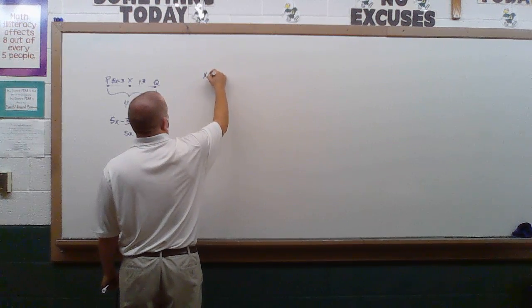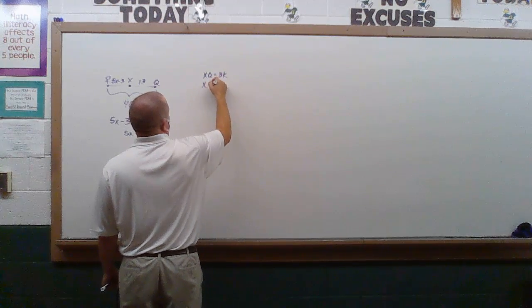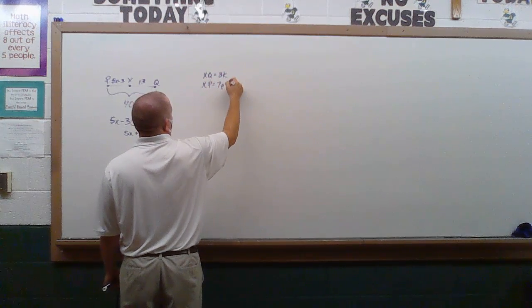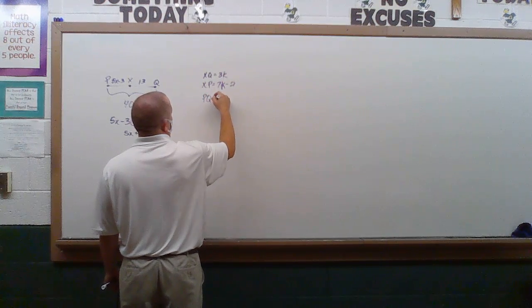XQ equals 3K, XP equals 7K minus 2, and PQ equals 6K plus 16. XQ equals what? 3K. Okay? XP equals 7K minus 2.